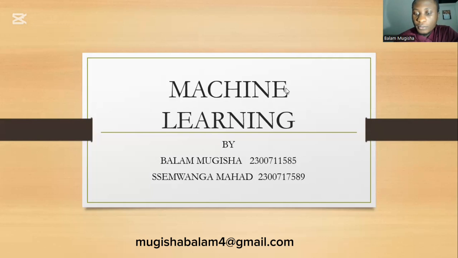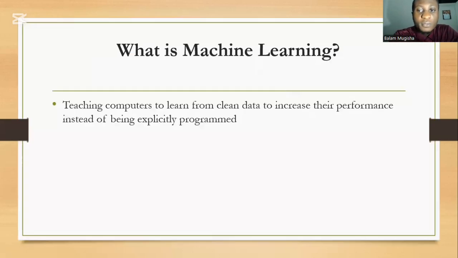Our first slide: what is machine learning? Machine learning is basically teaching computers to learn from clean data to increase their performance instead of being explicitly programmed. It's a subset of artificial intelligence that focuses on teaching computers to learn from data and improve their performance over time without being explicitly programmed. Instead of us writing step-by-step instructions for a task, machine learning allows the computer to analyze the patterns in the data and make decisions based on those patterns.